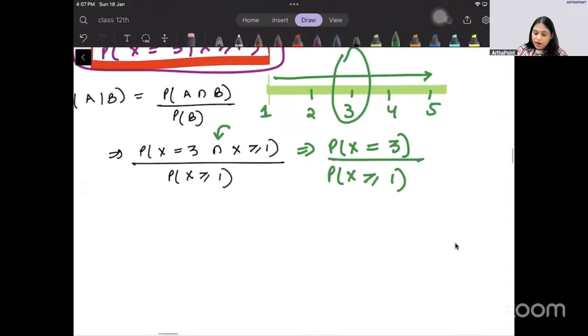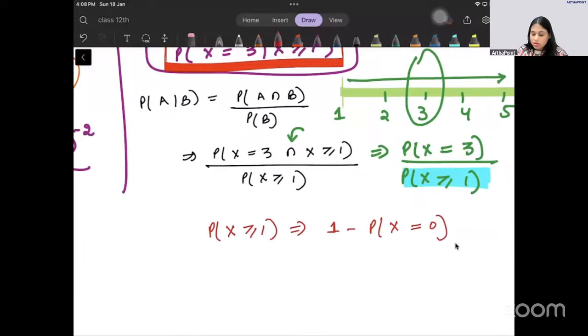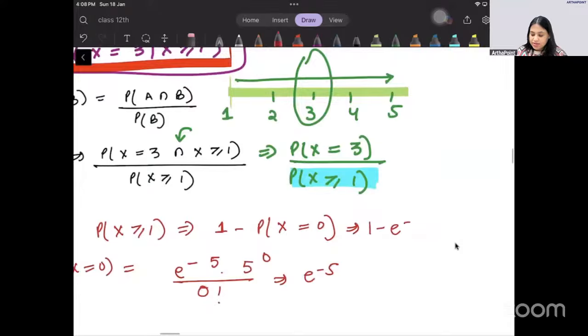अब देखो x greater than equal to 1 is difficult to solve क्योंकि यहाँ पे हम लेंगे x1, x2, x3, x4 till infinity. तो probability x greater than equal to 1 को I can say 1 minus probability x equal to 0. 0 emails आए उस दिन. So probability x equal to 0 will be what? It will be e to the power minus lambda, lambda to the power x upon x factorial, माने e to the power minus 5. तो ये हो जाएगा denominator will be this.